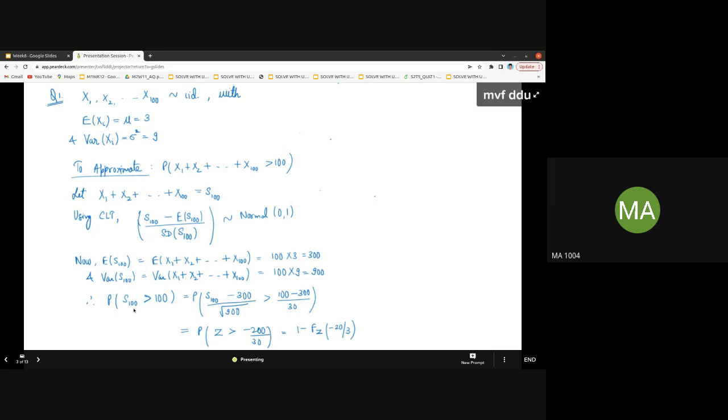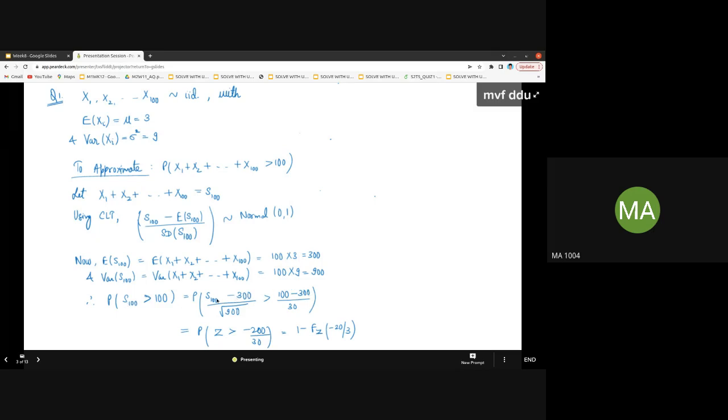For that, we know the probability that S100 is greater than 100. Now we have to convert this S100, which is a random variable, to a standard normal random variable. How can we do that? We can subtract the expected value of S100 and divide by the standard deviation of S100. Once you do that on the left-hand side, you have to do it on the right-hand side as well.